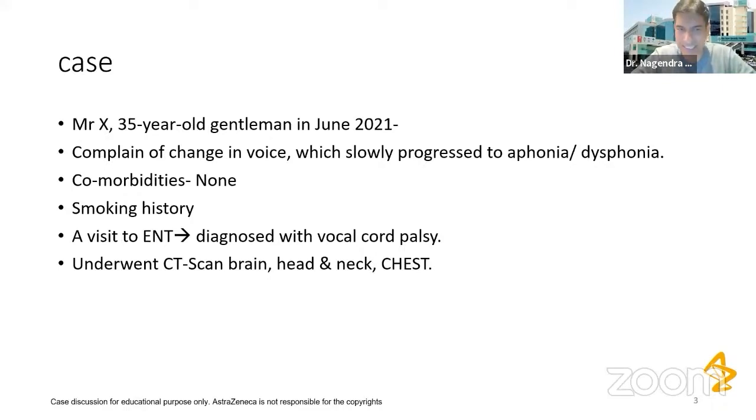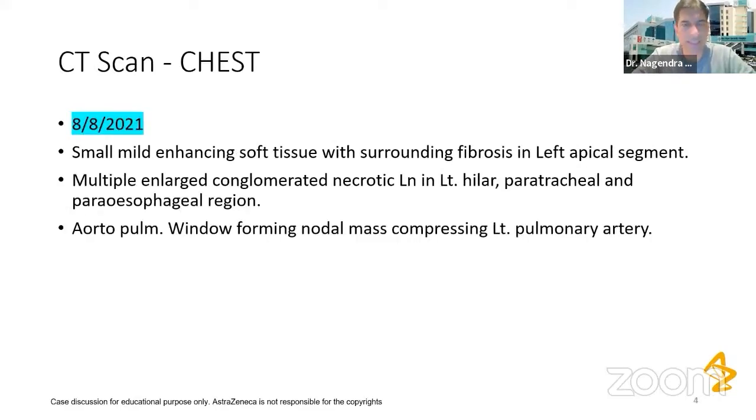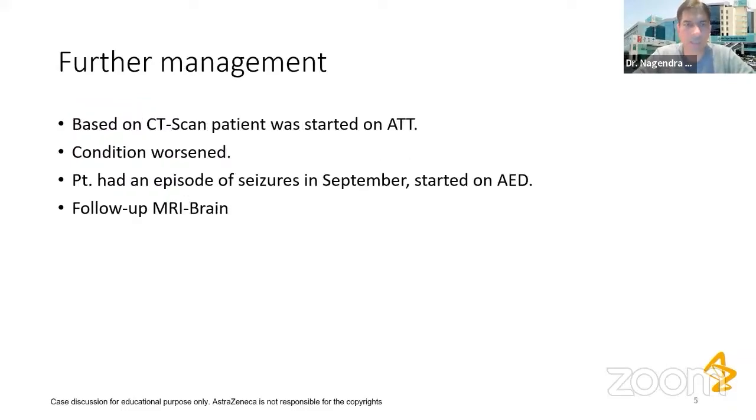Patient underwent a CT scan of the brain, head and neck, and chest. In the CT scan of the chest, which was done in August 2021, there was a small enhancing soft tissue with surrounding fibrosis in the left apical segment. There were multiple enlarged conglomerate necrotic lymph nodes in the left hilar, paratracheal, and paraesophageal region. There was an aortopulmonary window forming a nodal mass compressing the left pulmonary artery.